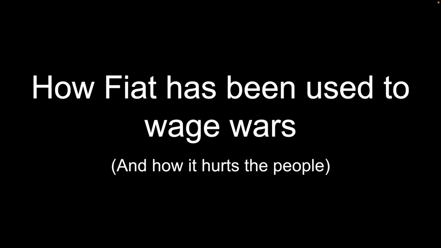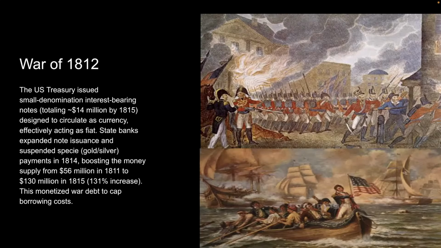So this presentation is about how fiat has been used to wage wars and how it hurts the people. We're going to start at the War of 1812, when the U.S. Treasury issued small denomination interest-bearing notes totaling 14 million by 1815, designed to circulate as currency, effectively acting as fiat.